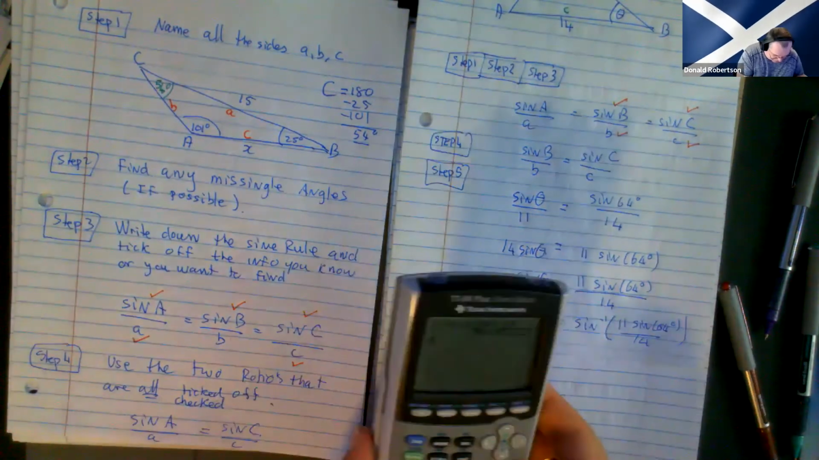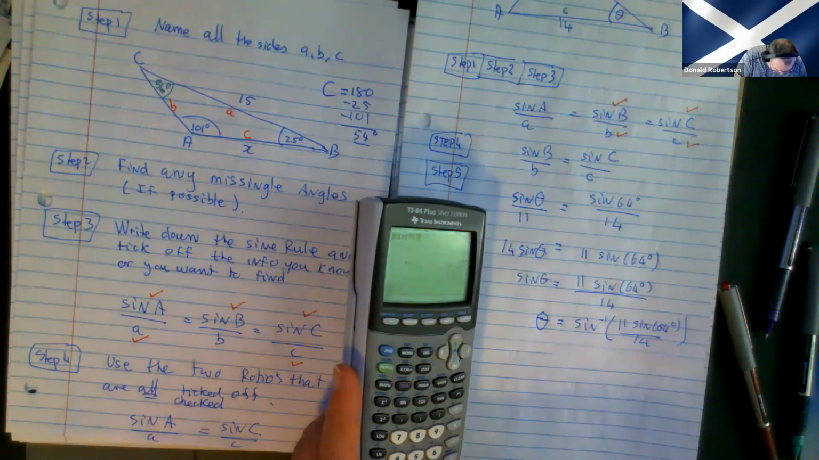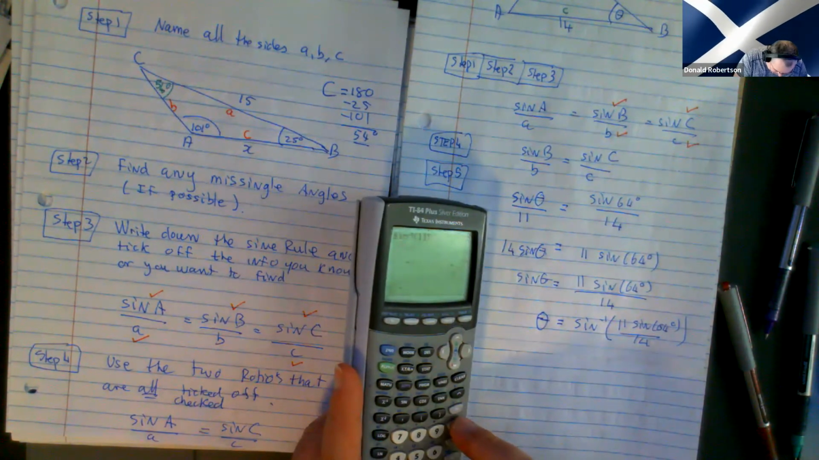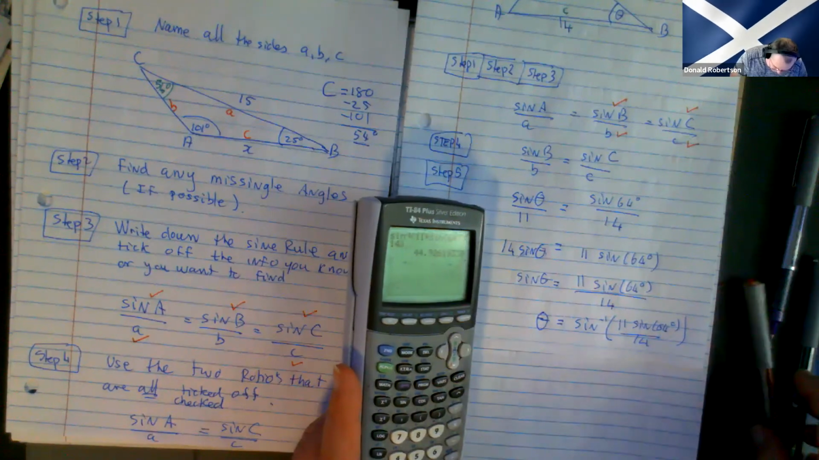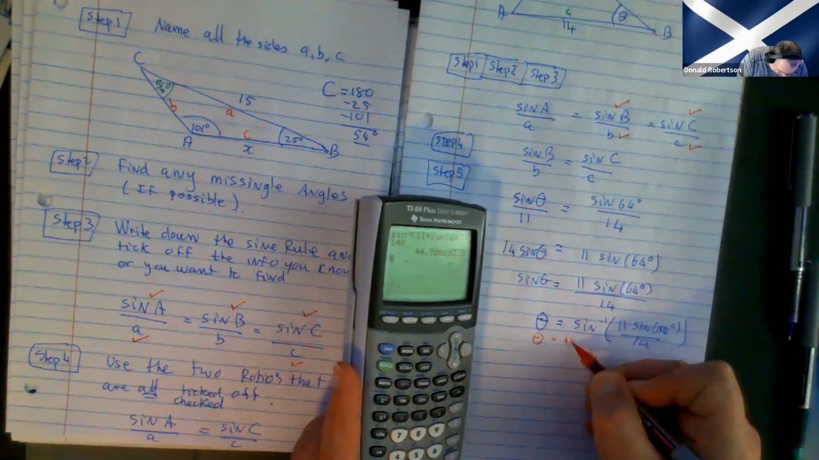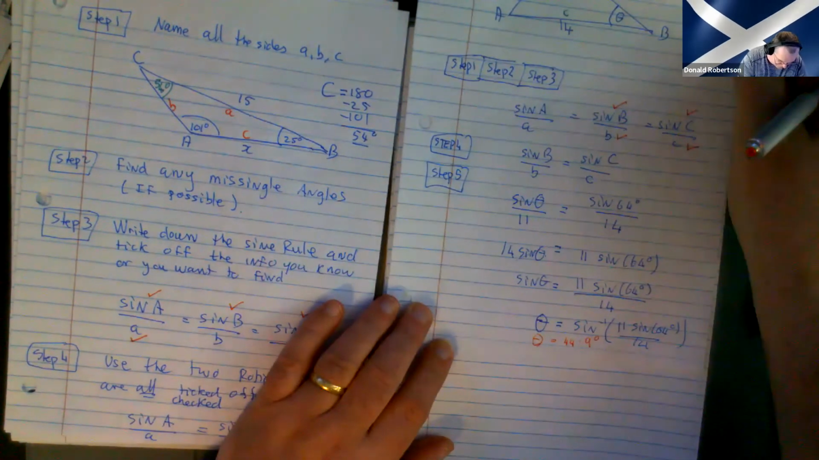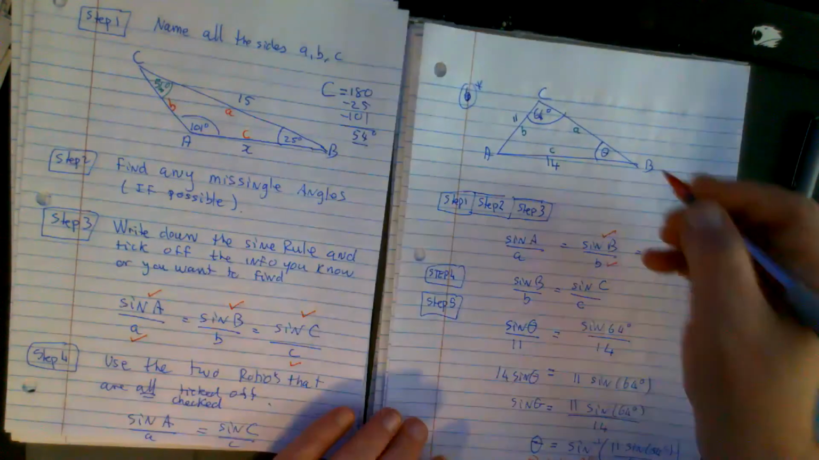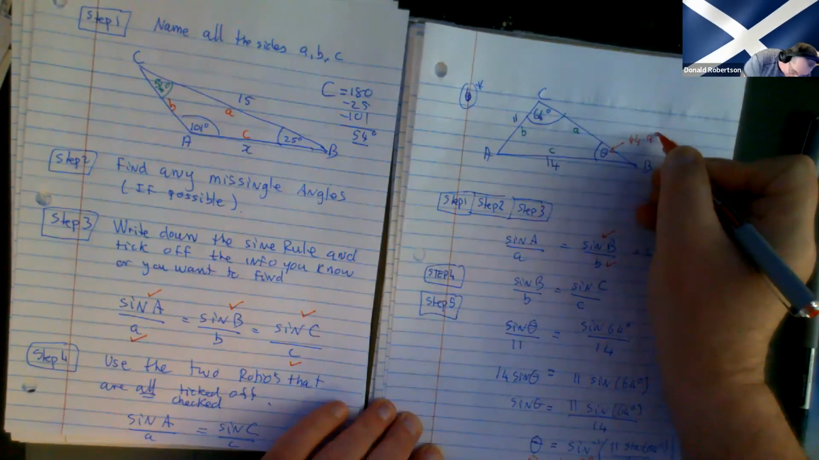So back to my calculator. I can do the whole thing in one go then. So it's inverse sine of 11 times the sine of 64, all divided by 14. And to one decimal place, the missing angle is 44.9 degrees. So that guy in there is 44.9 degrees, right?